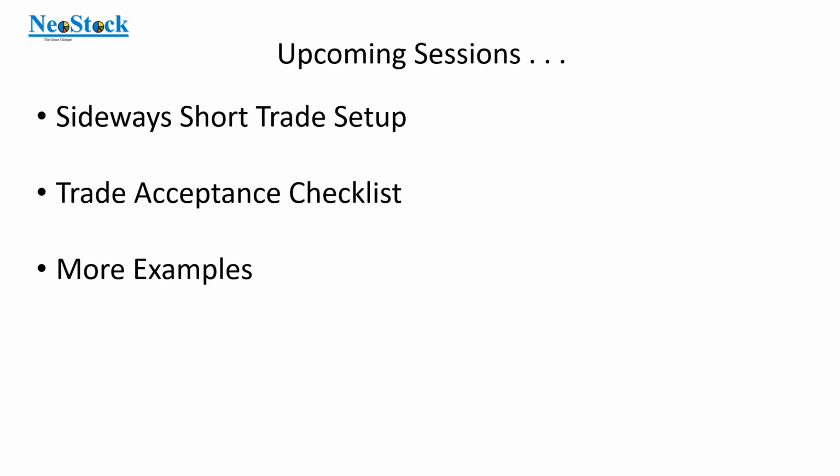In the upcoming sessions, you will be learning the sideways short trade setup in the next video. In the third part of this lesson, you will learn the trade acceptance checklist. Whatever checklist items you learned in Lesson 20, any changes in that checklist we will look into; I will show the complete list and explain wherever changes are there. In the last video, we will see more examples so that we can analyze and verify all the rules, and how you can practice manually without the help of the software.